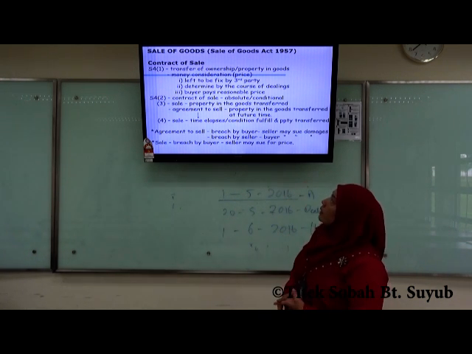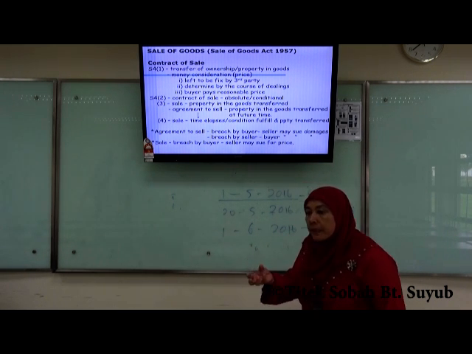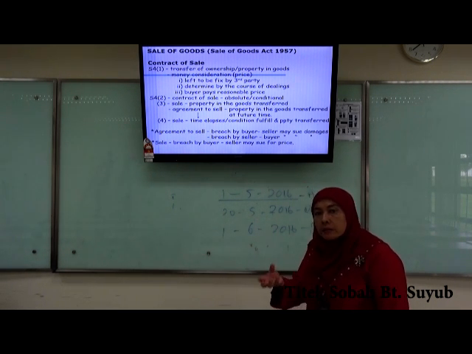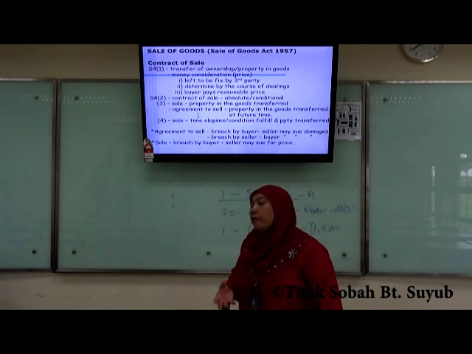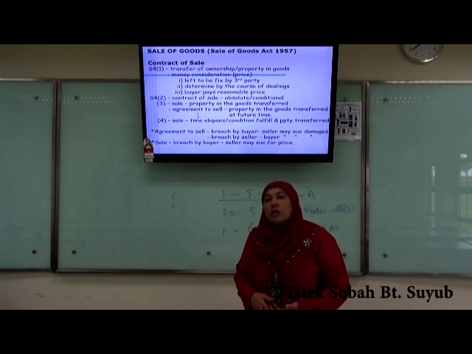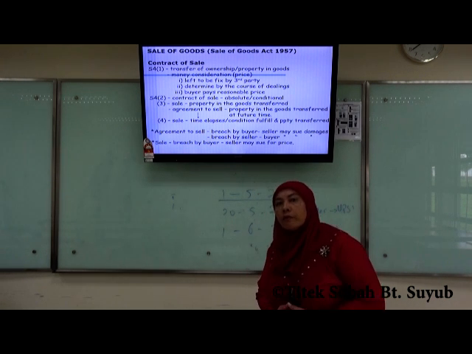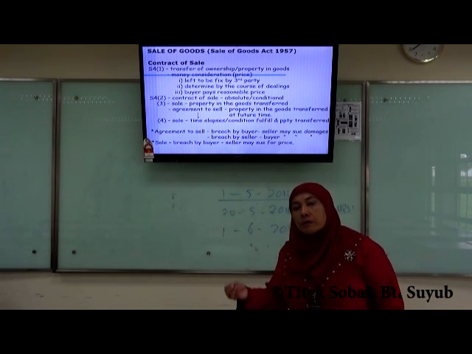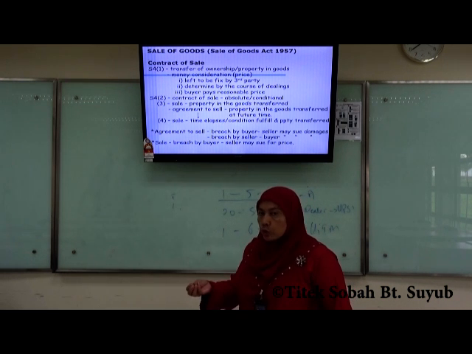And secondly, there must involve a money consideration. There must be a price attached to this contract. If the contract is not in the form of money consideration, however, but is a form of barter system, an exchange of goods, this will not be considered a contract of sale. So under a contract of sale, there must be a price attached to it.